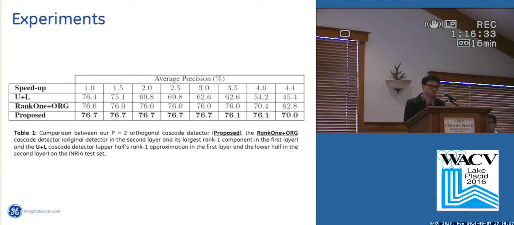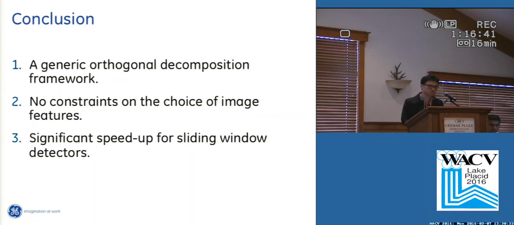We also did another set of experiments showing that our method is better than other baseline decomposition methods. As a conclusion, our method is a generic orthogonal decomposition framework, and there's no constraint in our method on the choice of image features, and we obtain significant speed up for sliding window detectors.